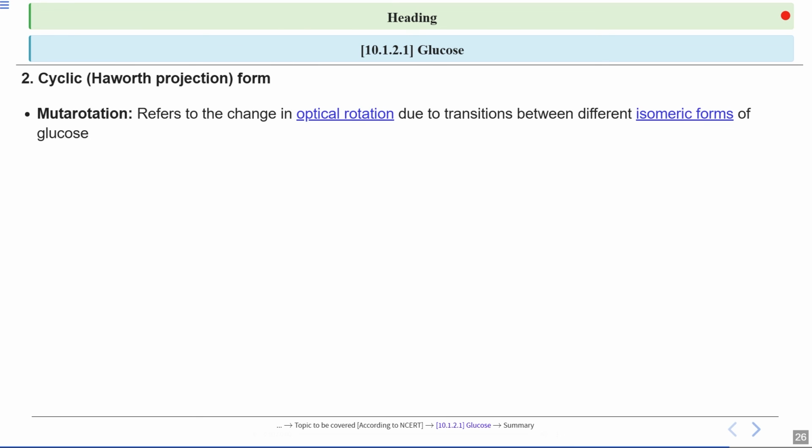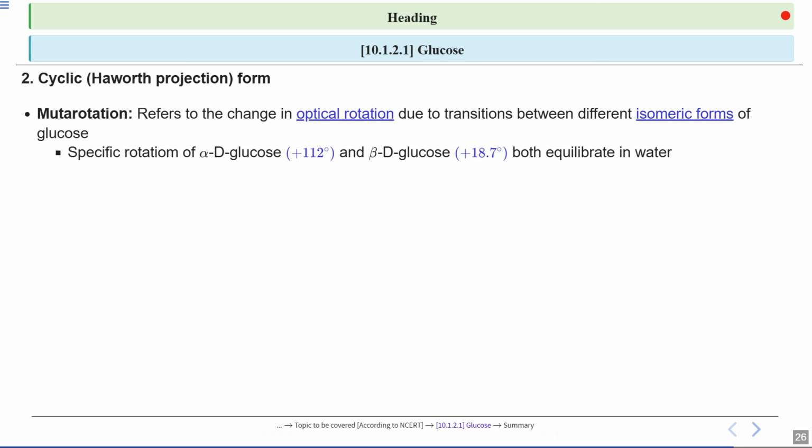Now let's see the concept of mutarotation. Mutarotation is the change in optical rotation that happens when glucose switches between different isomeric forms in solution. Alpha D-glucose and beta D-glucose each have their specific rotation values. Alpha D-glucose has a specific rotation of plus 112 degrees, while beta D-glucose has a specific rotation of plus 18.7 degrees.